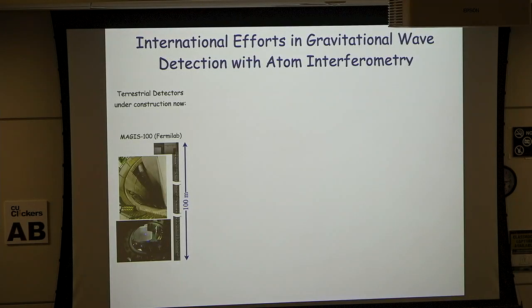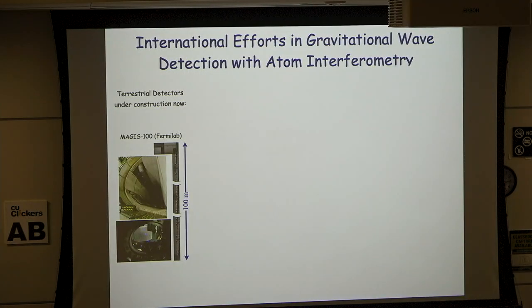This will actually just be a proof of principle experiment, although I think once we get it working, if we can get it working, that will give us a strong case to go to the next step. We call this MAGIS-100. The MAGIS-100 collaboration is hoping to get this working in the next few years, 3 or 4 years or so. We'll see. That's probably an aggressive timescale.